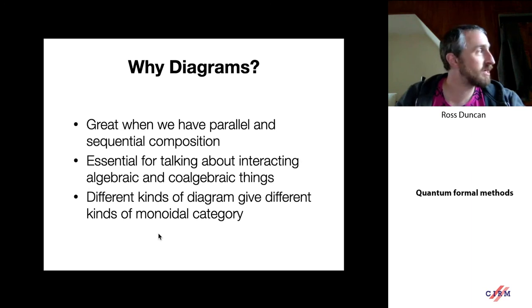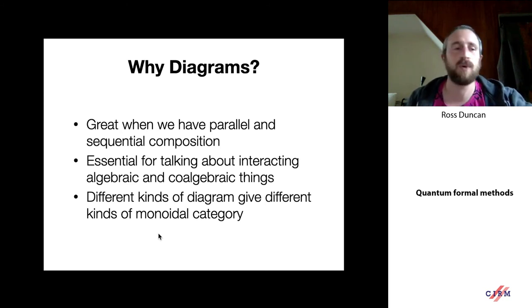Another interesting point is that the kinds of diagrams that you allow in your theory actually tell you something about the underlying algebra in the ambient monoidal category. I'm not going to talk about that at all today, but it's an interesting question, which I know that some people are interested in. Right, okay.